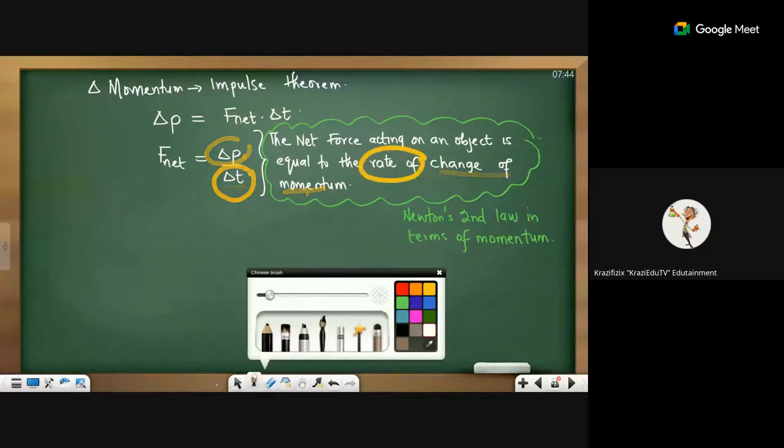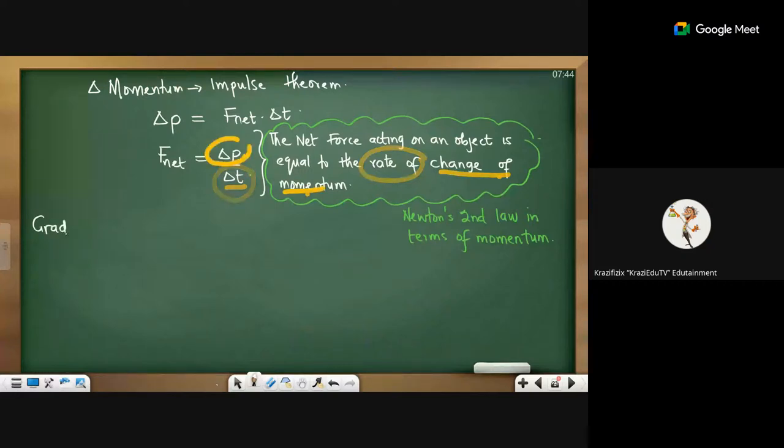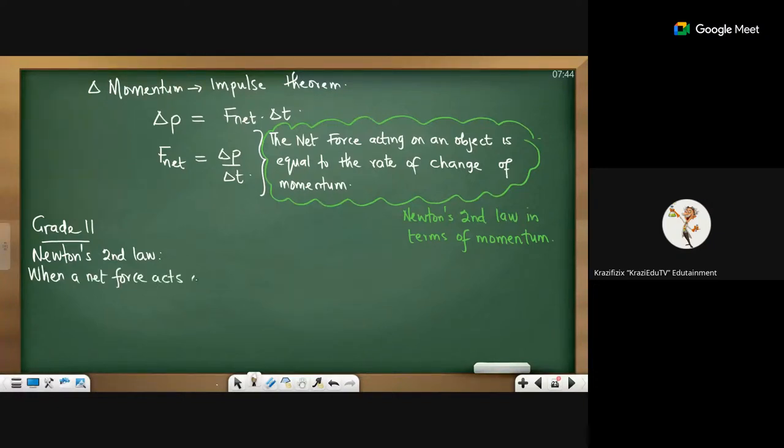Let's revise grade 11 quickly. Grade 11 definition, Newton's second law. I'm sure we all know this. If we were here, I was going to ask someone to define it. But what does it say? When a net force acts on an object, the object will accelerate in the direction of the net force.